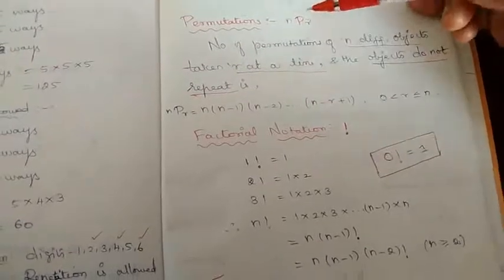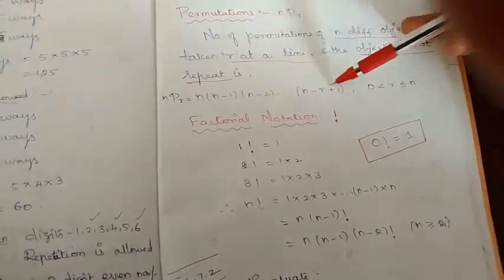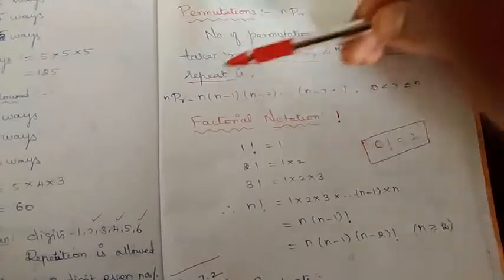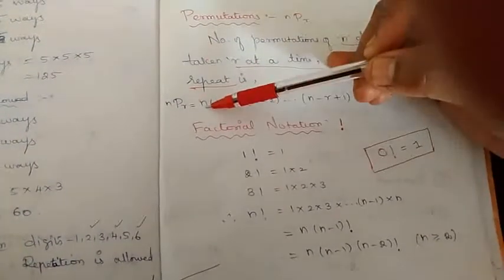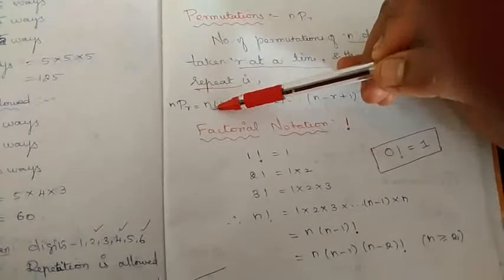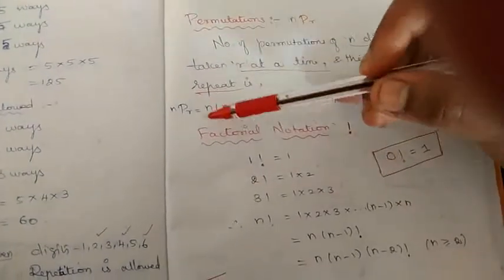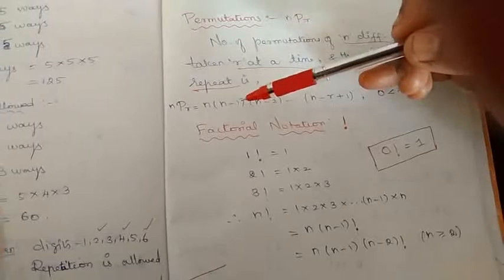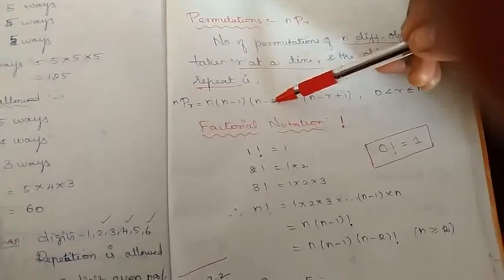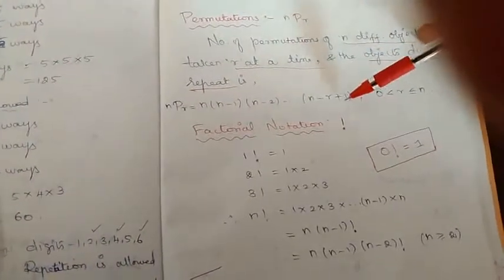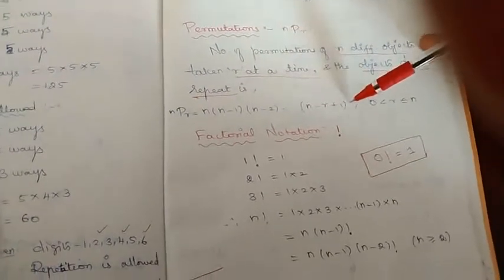Then how to find it? n into n minus 1 into n minus 2, etc., up to n minus r plus 1. Hope you got it. This is using the multiplication principle. For the first event to happen, there are n possibilities since repetition is not allowed. For the second event, there will be only n minus 1 chances. For the third event, there will be n minus 2 chances. Likewise, for the last event, there will be n minus r plus 1 chances.